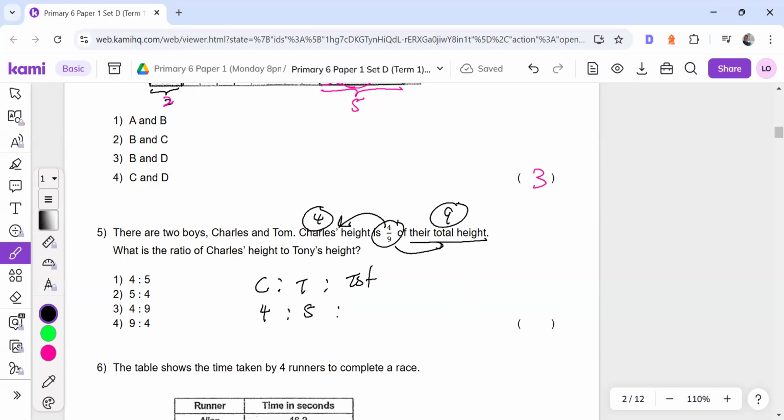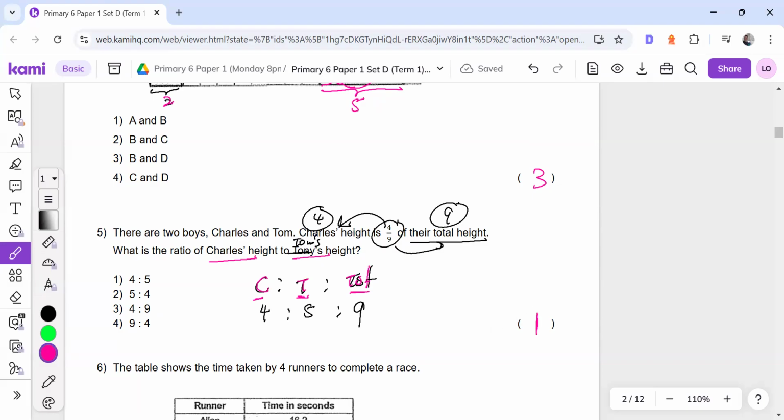And how do you get 5? Because the total is 9. Right? But there's a typing error. It's not Tony's height, it's Tom's height. Okay, so there's a typing error. All right, so if you get it wrong, it's because you didn't have the ratio, like what Miss Ang told you. You must have everything in your ratio. You must have Charles, Tom, and then the total. Then you can get the answer. So Charles' height to Tom's height is 4:5. And that's your answer, number 1.